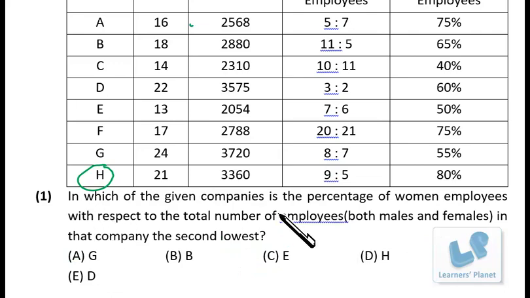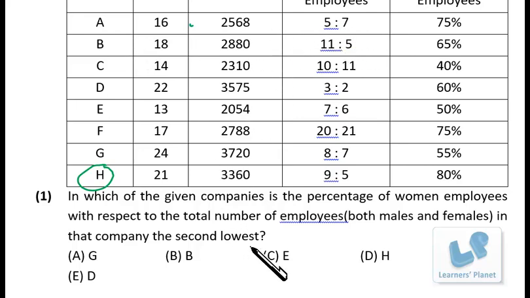In which of the given companies is the percentage of women employees with respect to the total number of employees in the company the second lowest? So what has been given is the total number of employees for one particular company. I just explained what it is asking. 2568 is the number of employees in company A. Out of that, 7 by 12 are female, right?